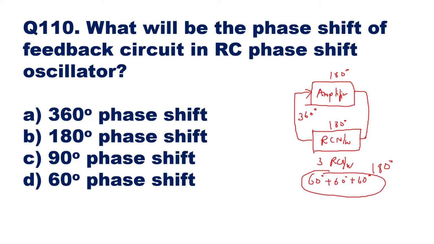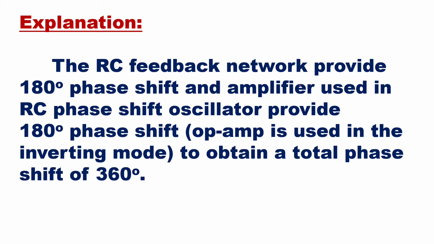So here, according to this question, what will be the phase shift of the feedback circuit in RC phase shift oscillator? So obviously, there will be three stages of RC network, and the three stages of RC network in the feedback will produce 180 degree phase shift. So here option B will be the right answer, 180 degree phase shift. So here you can have an explanation.